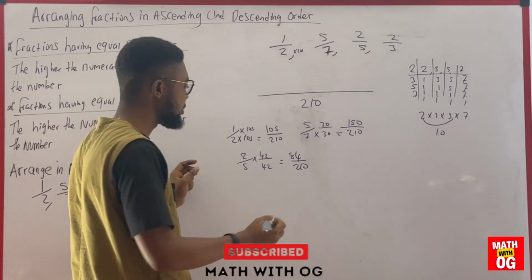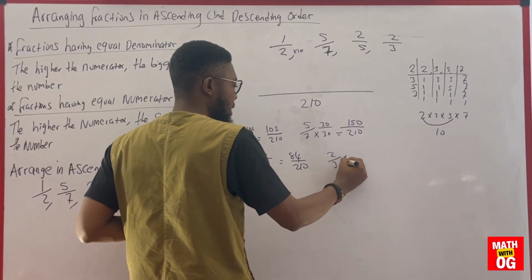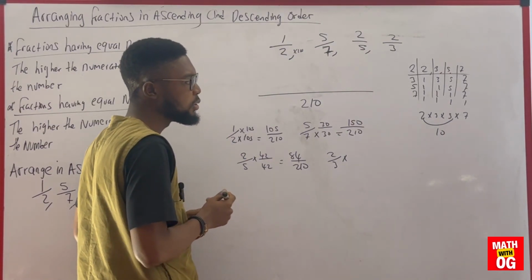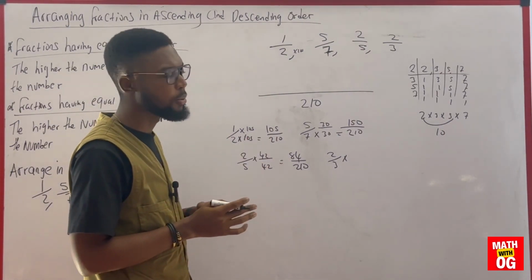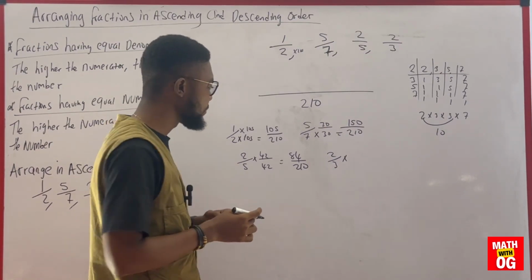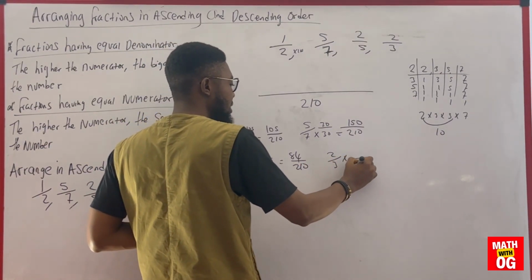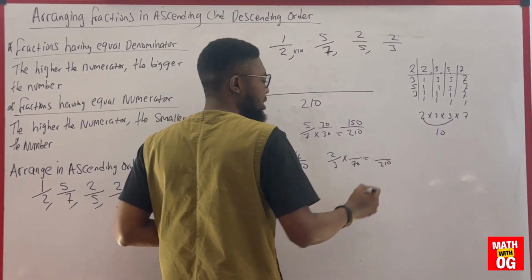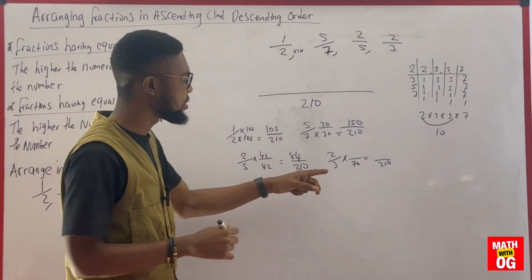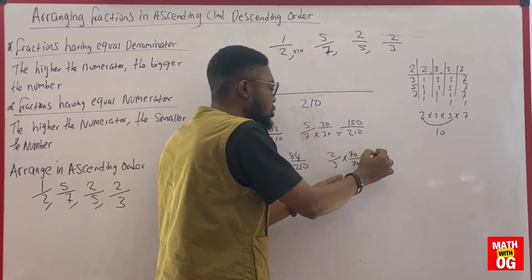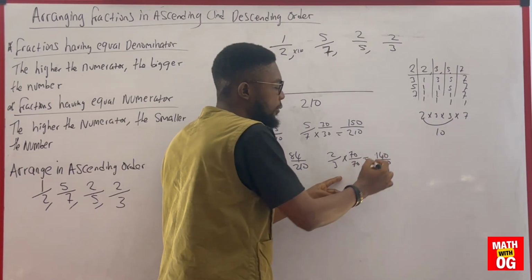Lastly, you have 2 over 3. What will I use to multiply 3 that will give me 210? From what I can see on the board, it is simply 70. So if I multiply this denominator by 70, this will give me 210. I should use that same 70 to multiply the numerator, and this will give me 140.